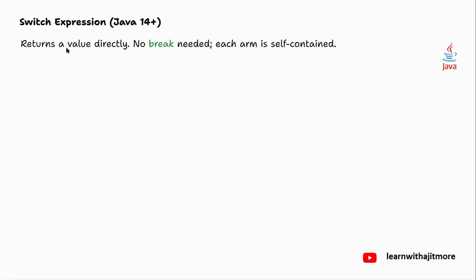Okay, see, it returns a value directly, no break needed. Okay, and each arm is self-contained, meaning you don't have to write any break or something, and you know it, that case value one arrow, then immediately after that there is an expression. Okay, and if you have multiple statements to run in that context, then put open brace, close brace. But when there is a block and from that block you are returning something, then you have to return it using yield. You cannot use the return statement.